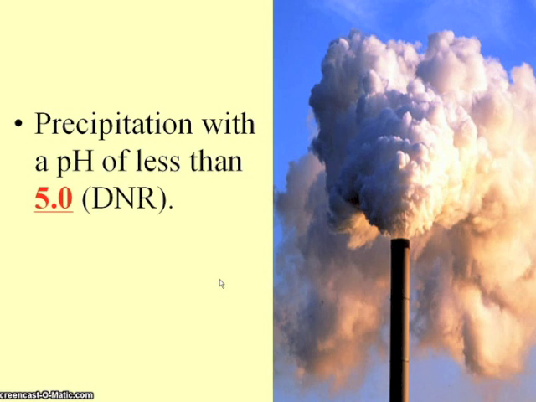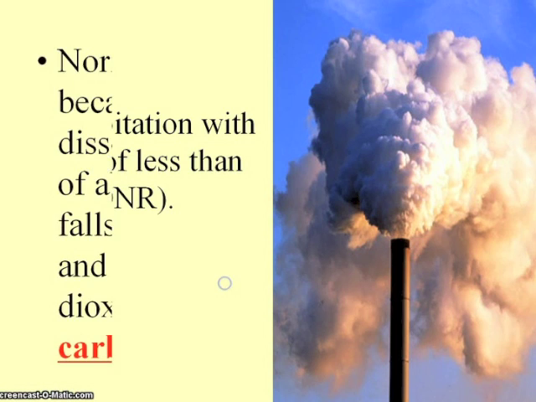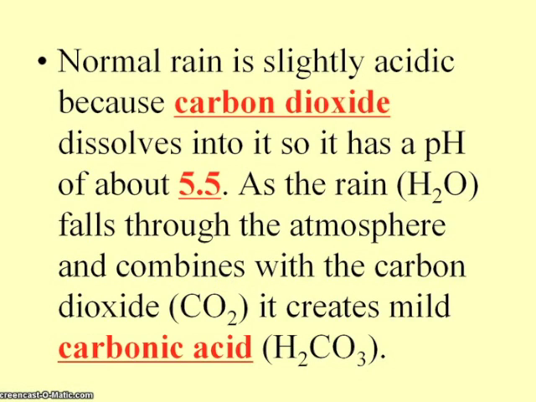Now, precipitation with a pH of less than 5.0 is what the DNR here in Wisconsin consider to be acid rain. So technically, all rain is going to be acid, and we'll talk about that in just a little bit. But for it to be considered true acid rain, it has to have a pH of less than 5.0. Now, our normal rain is slightly acidic because carbon dioxide dissolves into it. So it has a pH of about 5.5.